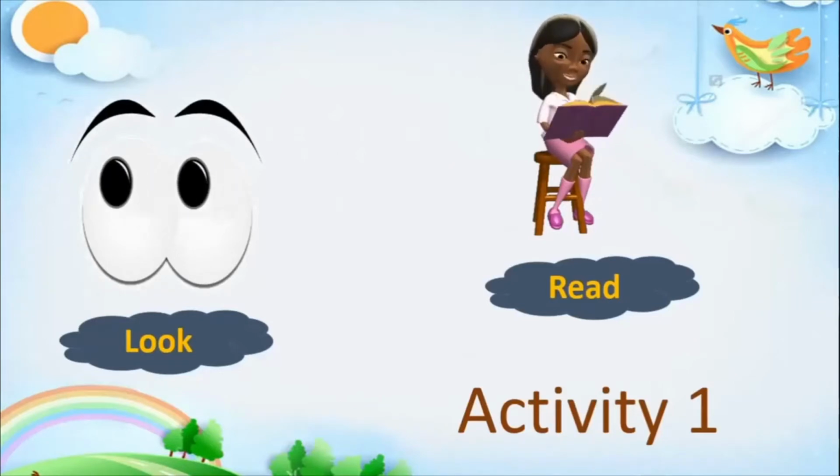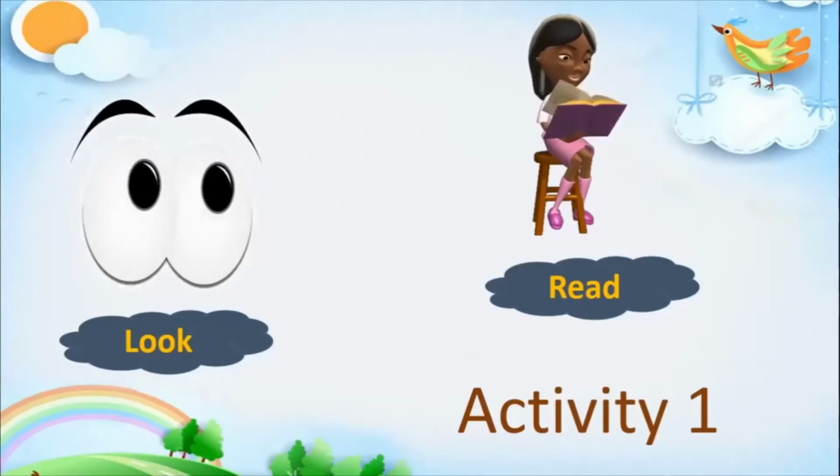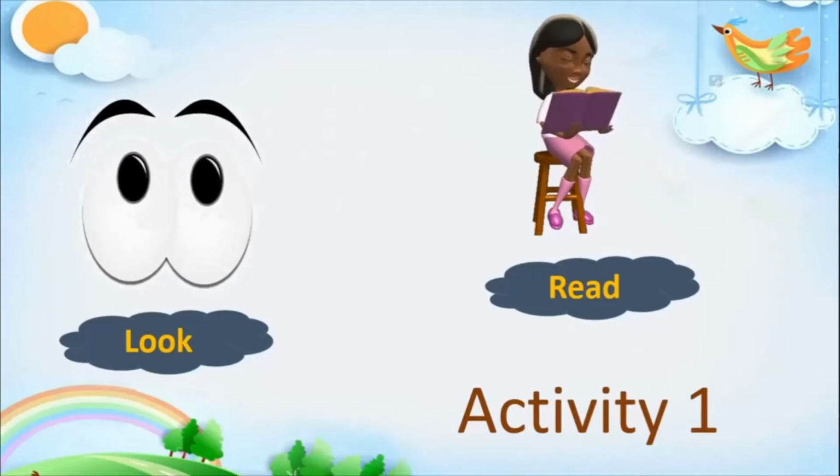And also, when you name the pictures, you're supposed to guess whether that thing which you can see in the picture is an animal, or is it a flower, or is it a fruit, or is it some kind of a different thing. So today we are going to do all these fun activities. So let us go to activity number 1, where we are going to look and we are going to read.